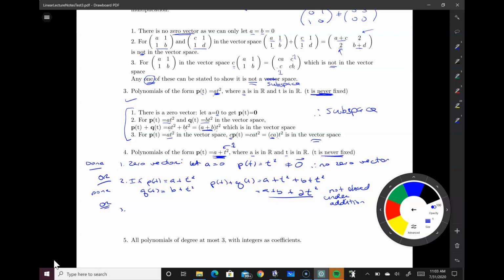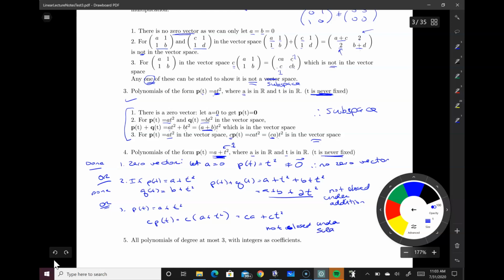Let's look at the third criteria for subspaces. I have to start with a vector that's in the space. And if I take a constant times that vector, that gives me ca plus ct squared. This is not closed under scalar multiplication, because I have a number in front of the t squared here and I need a 1. You don't have to write that, but use not closed under scalar multiplication.